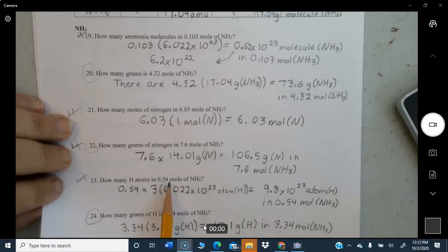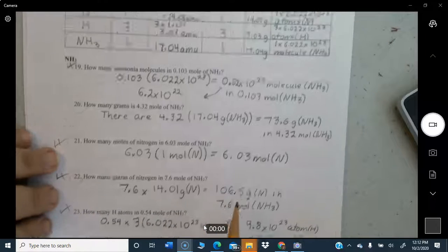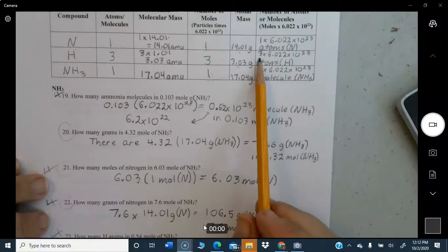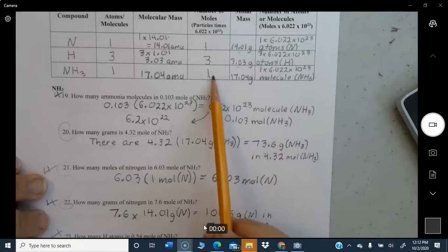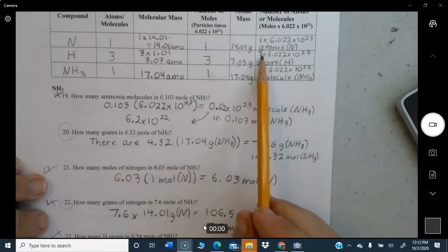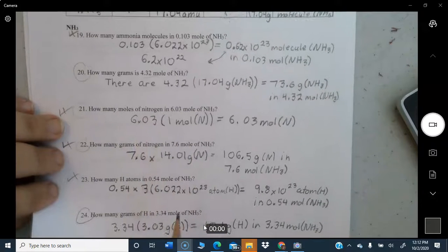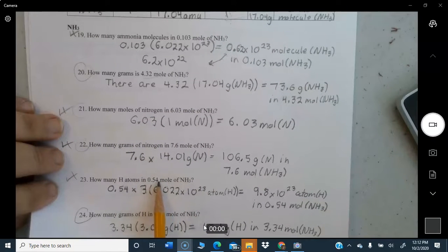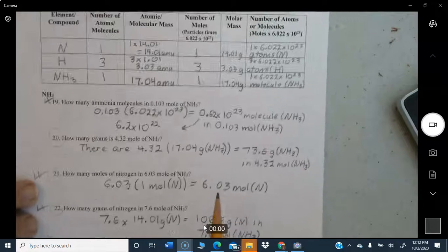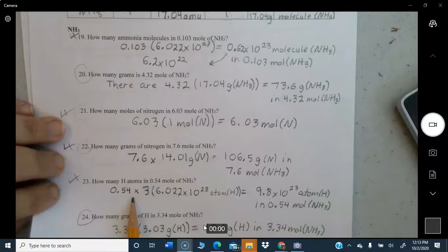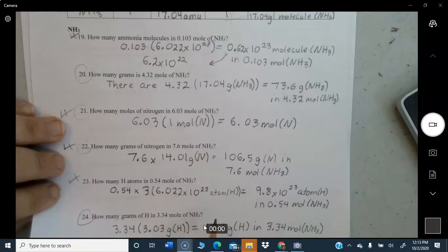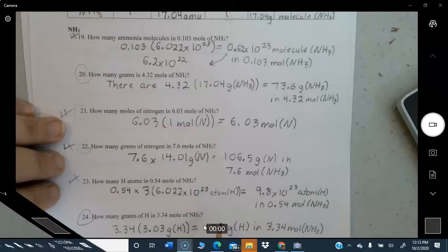Last one down here, how many hydrogen atoms in 0.54 moles of NH3? So you have 3 times a mole of hydrogen atoms in 1 mole of NH3. So in 1 mole of NH3 you have 3 moles of hydrogen atoms, 3 times that number. And if you want to scale that down so you only have 0.54 moles of NH3, then you would take this number and multiply it by 0.54. So there you have 0.54 times 3 times a mole, and that'll give you this number over here. All right, one more.